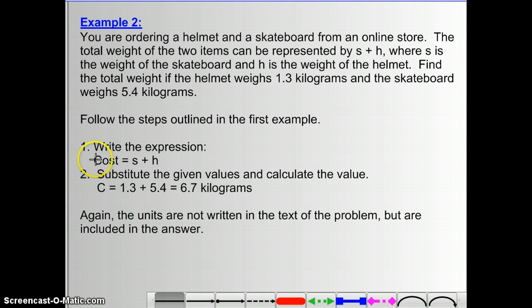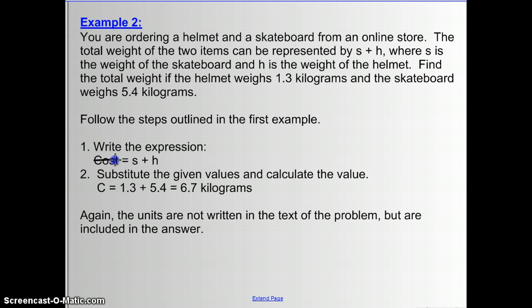Let's start that over again. You're going to write this expression. You want to find the weight, right? So the weight, let's write this in here. The weight is going to be S plus H, right? The weight of the skateboard plus the weight of the helmet.